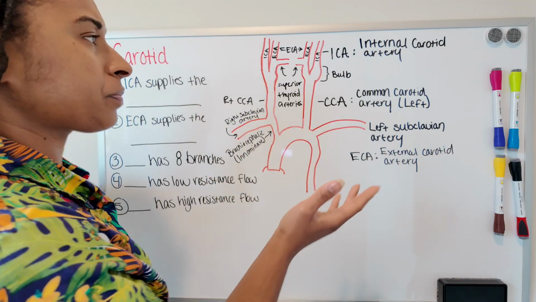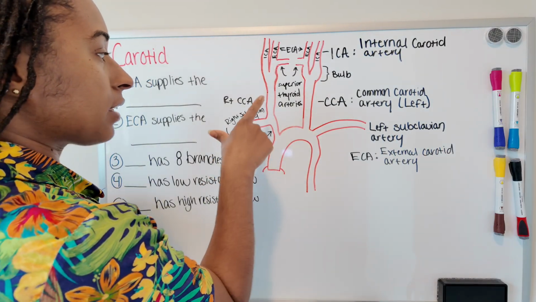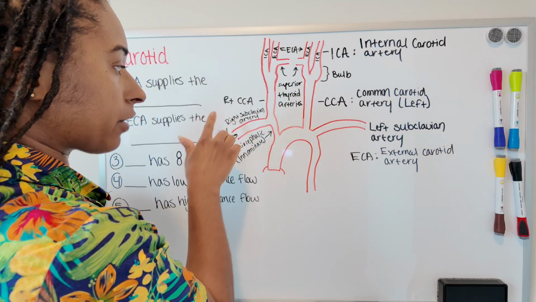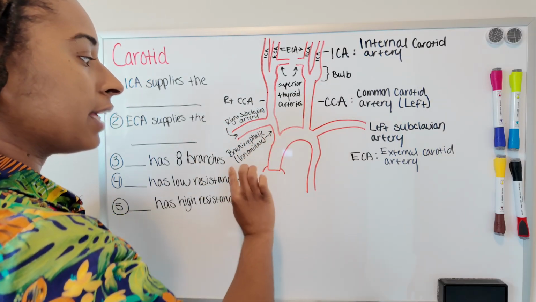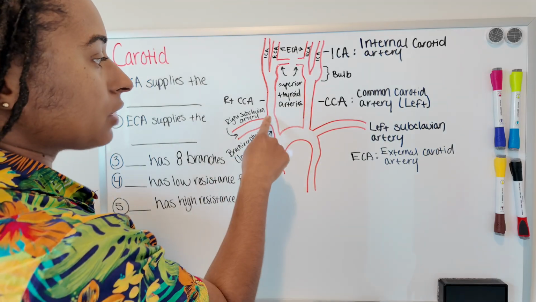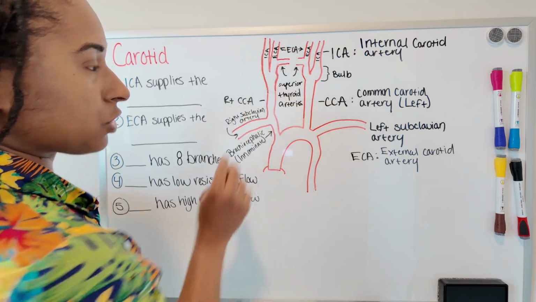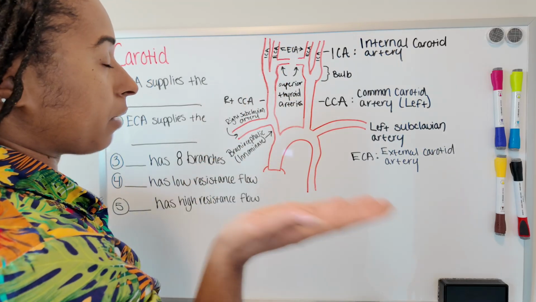But now, to understand the carotid, you need to know that the right common carotid artery comes off of the brachiocephalic trunk or innominate, depending on what you use in your practice. So you have the common carotid artery here, and it then splits into the two further vessels.